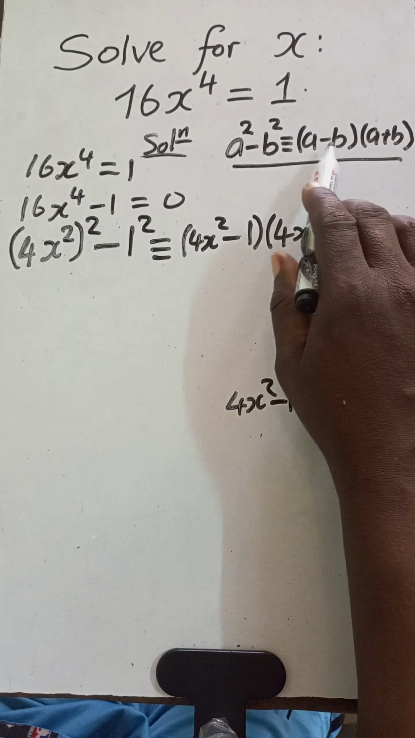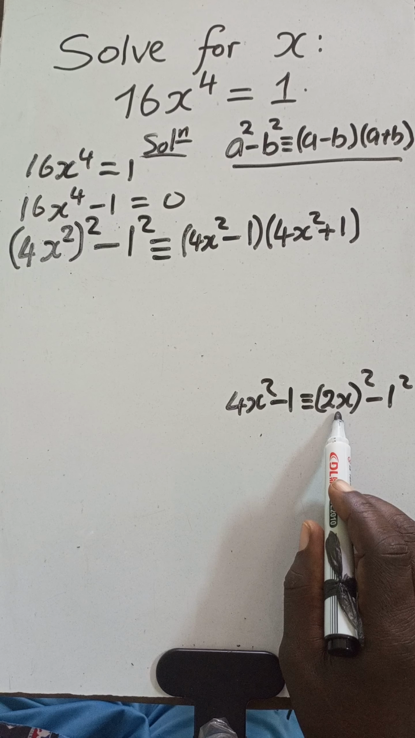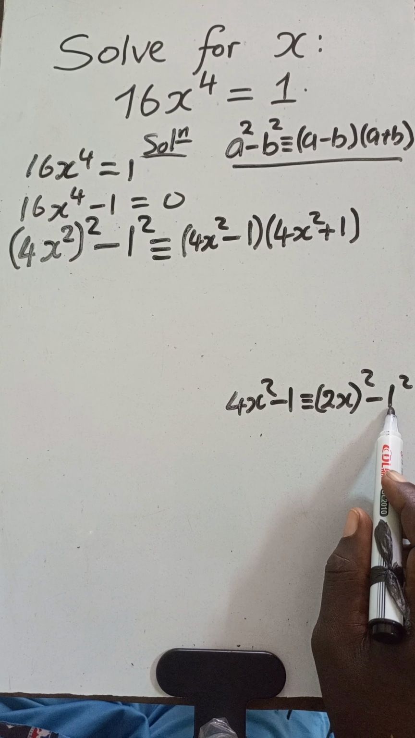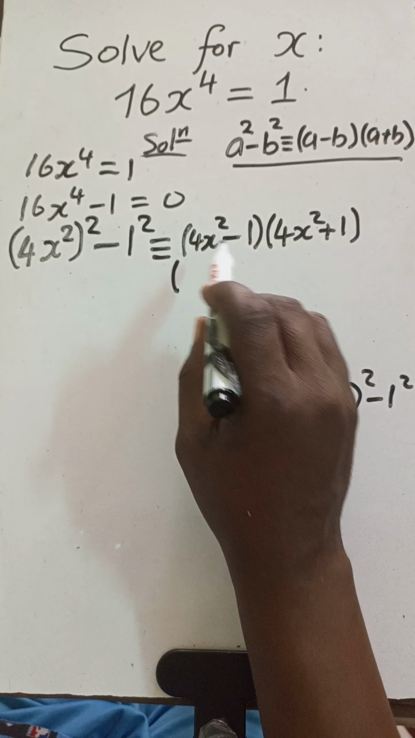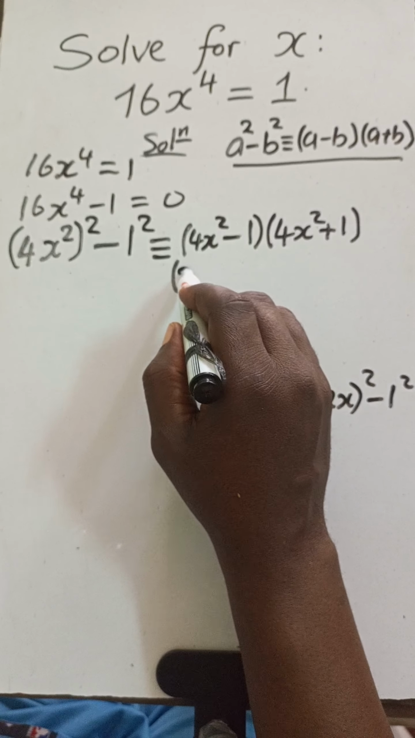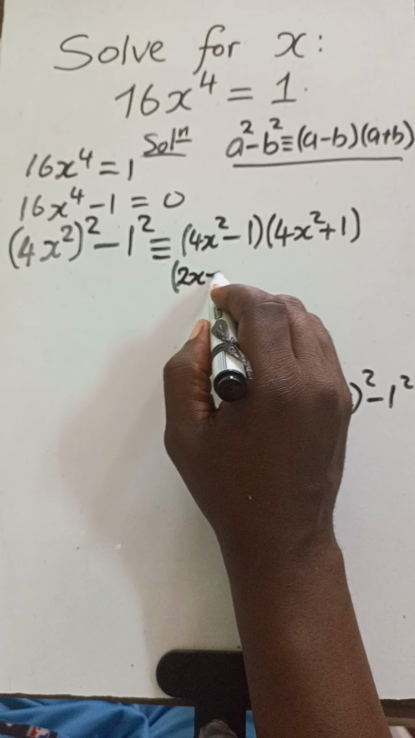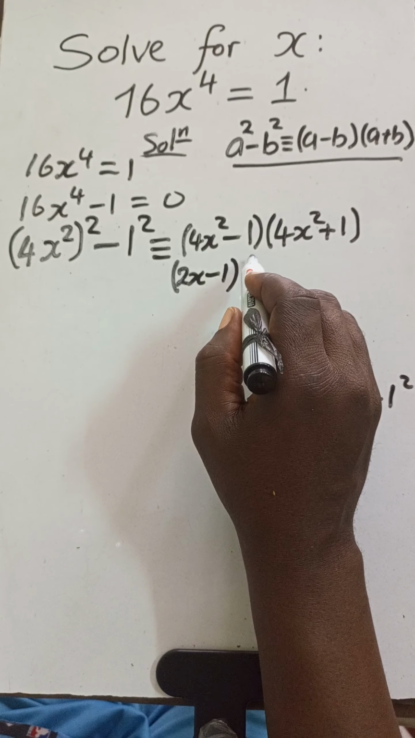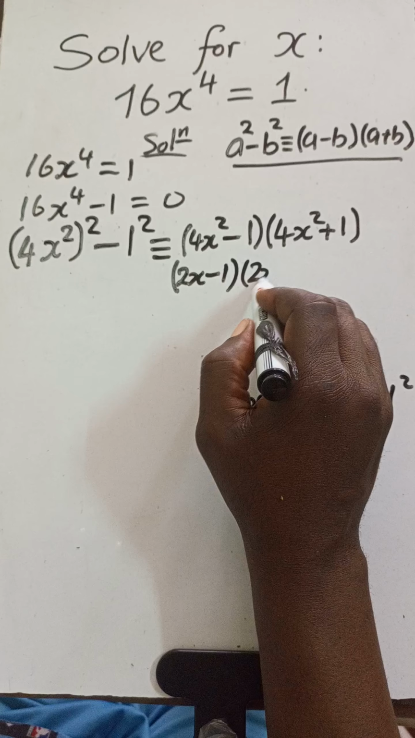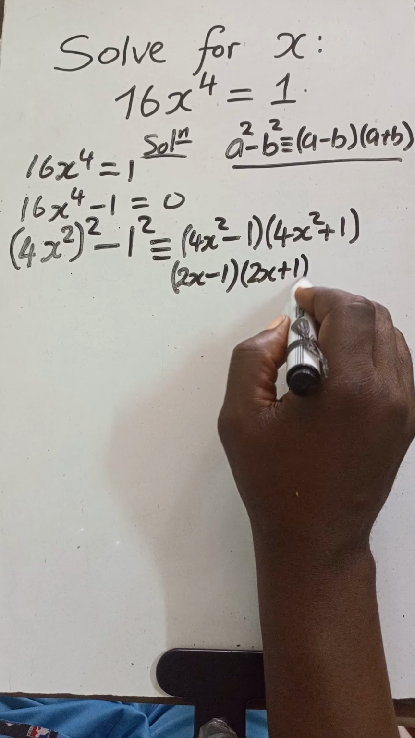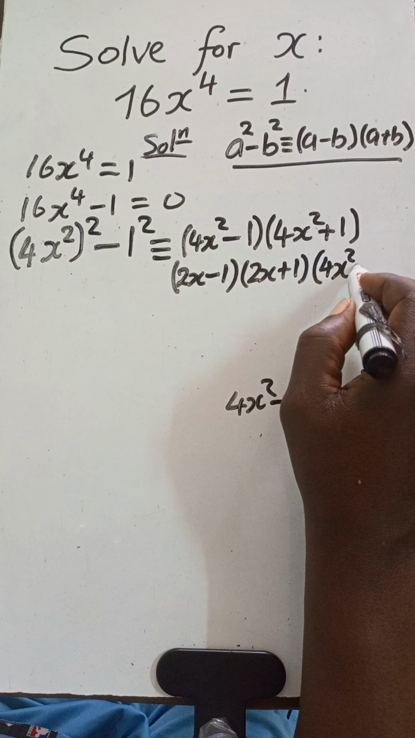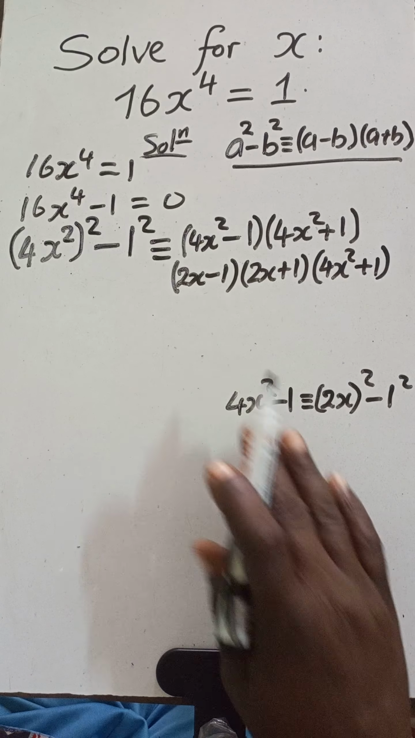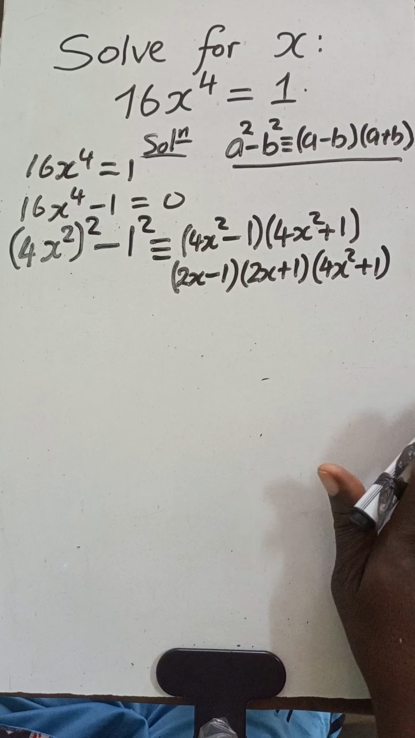So let's just go ahead now and express it in this form. Our first member is 2x. So wherever we see A, we'll put 2x. Wherever we see B, we'll put 1. So let's go ahead and do that. So now we have 2x minus B, B is 1, 2x plus B, B is 1. All of that multiplied to 4x squared plus 1. Okay?